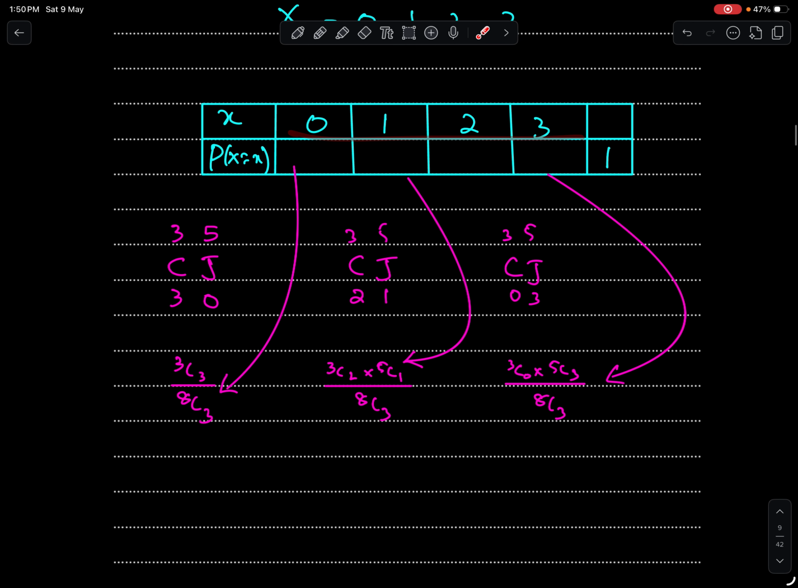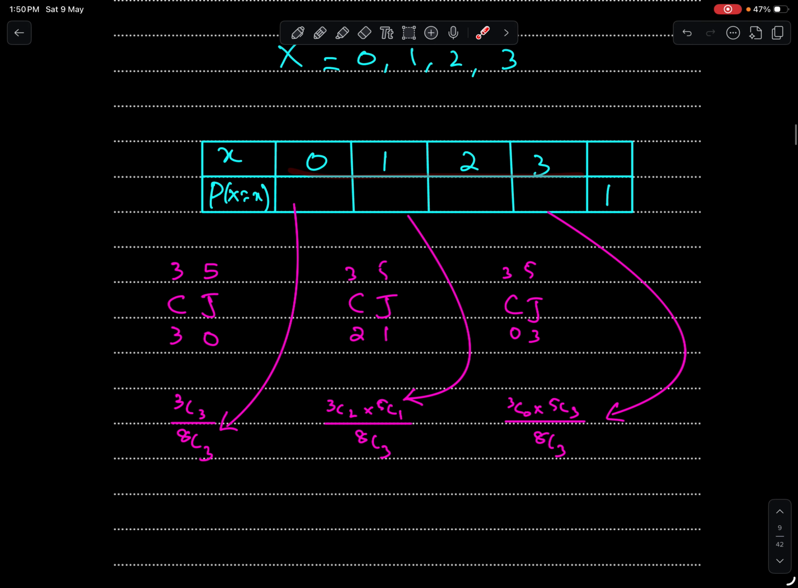And again use combinations. For 0, no jellies, all chocolates, 3C3, 8C3 and so on.